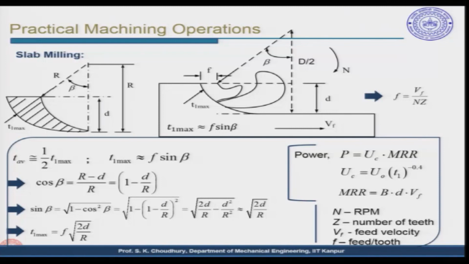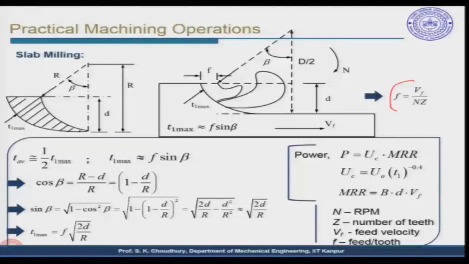Now, in the case of practical machining operations of slab milling, it is a little different from the other processes. In the case of a drill we had two teeth, in the case of a single point cutting tool we had one tooth, and in the case of milling it is more than two, it is multiple. So, the basic difference is that the feed which is given here is the feed per tooth.